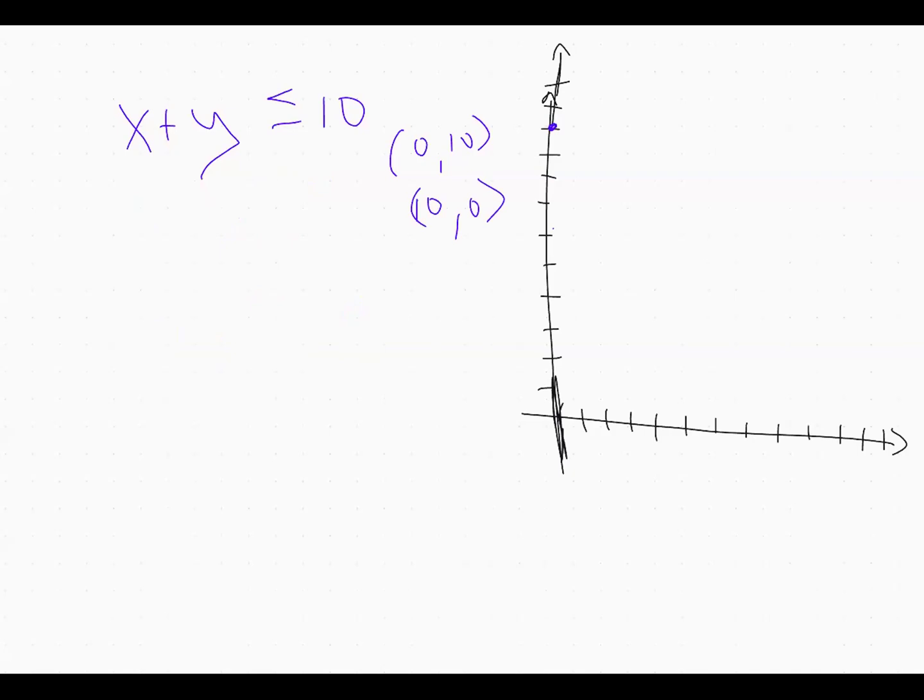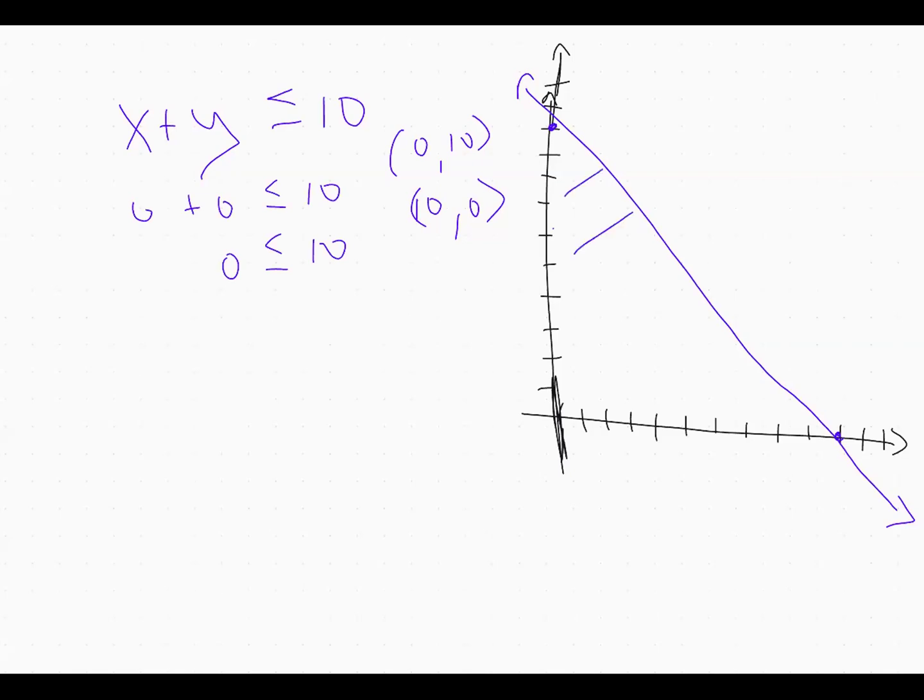Put in the test point, 0 and 0. Zero is less than 10, right? But this time when I go to shade, I'm not shading past the axis, because of the first 2 statements stating x has to be greater than 0 and y has to be greater than 0. No, I've got to stay in the first quadrant. All right.